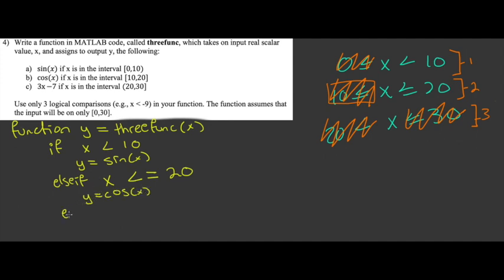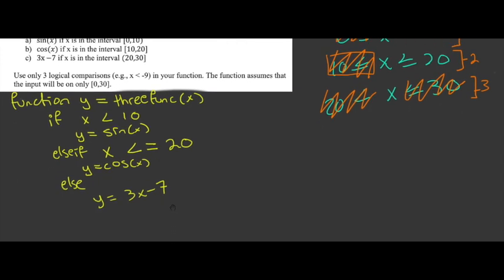And then else, that's our final condition, which is x is less than or equal to 30, which is implied, and greater than 20, which was also implied because of this statement right here. We can't write any condition when we say else. So we say just y equals 3x minus 7. And we just end the if statement and end the function. So this will end that, this will end this. And that is how you're going to write number 4.